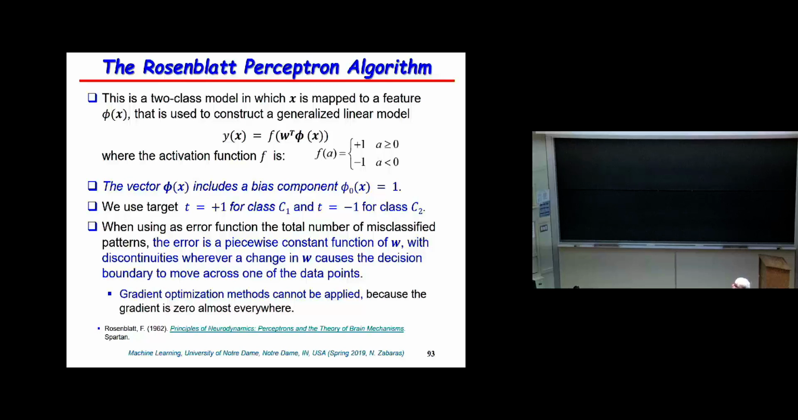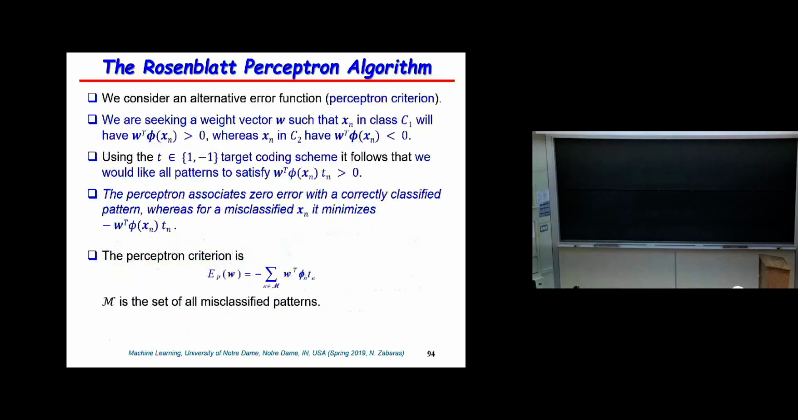Okay? So I want to use the Robbins Monro algorithm for this problem. Here's the tricky idea to make this fit in the Robbins Monro framework. We're going to assume that points x belong to class C1 when W transpose phi is greater than 0. When W transpose phi of xn is less than 0, that's class 2.